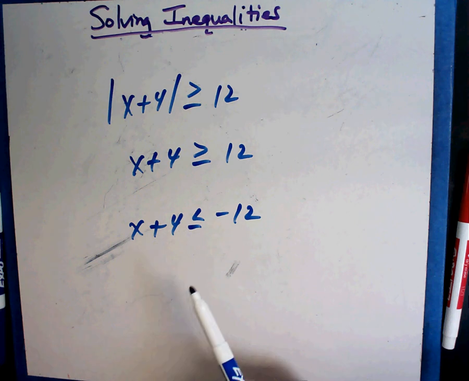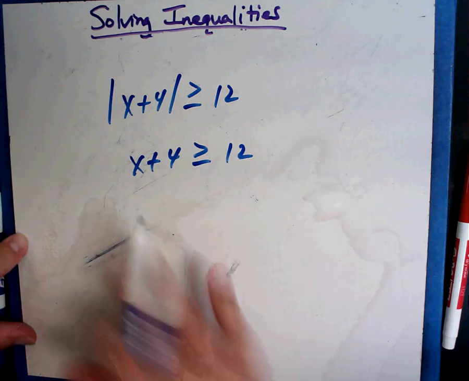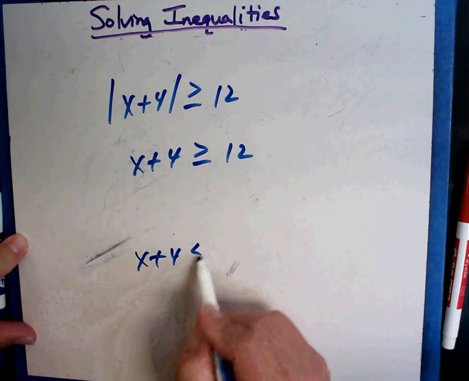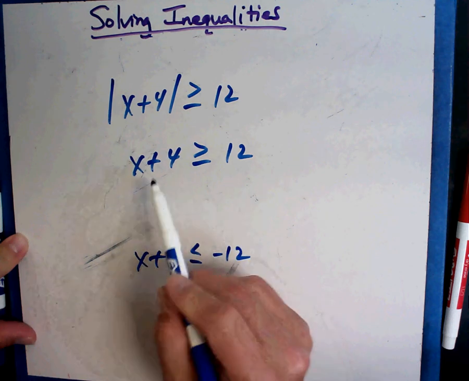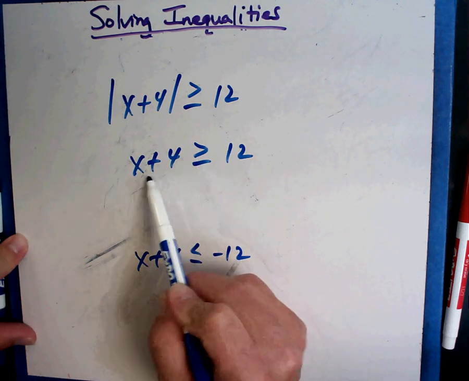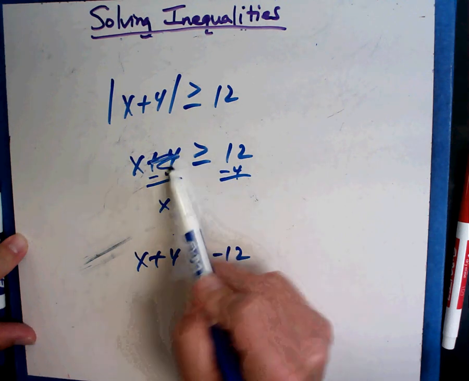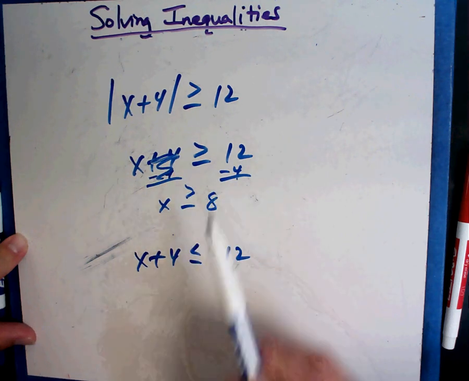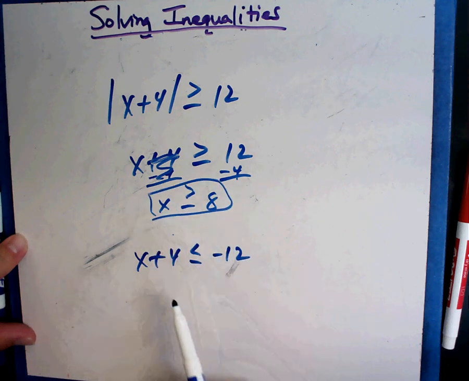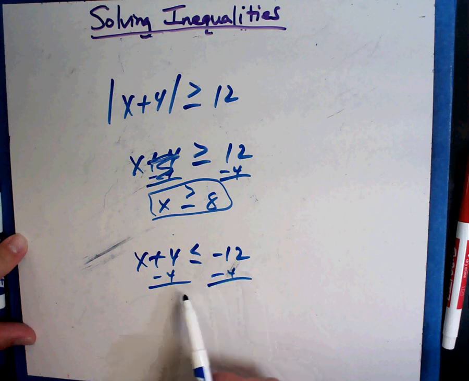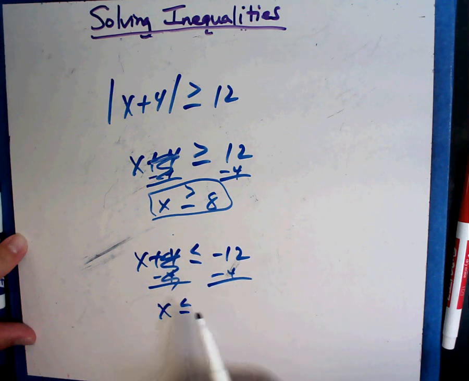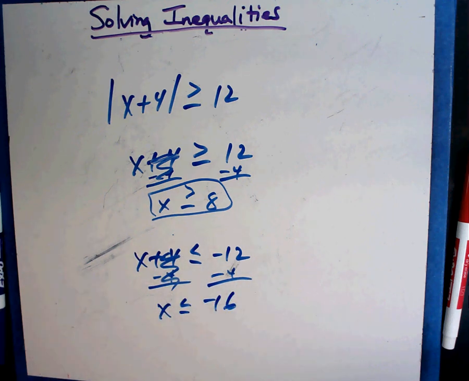So when I wanted to get my two answers, what I would do, let me move this one down, is I would just do the normal math, pretend like it's an equal sign. I'm going to subtract 4. So x, that goes away, is greater than or equal to 8. There's one of my answers. And when I solve this one, -4, that's gone. X is less than or equal to -16. And so it sort of looks like the first one. Okay, so I can get my solutions by doing this.